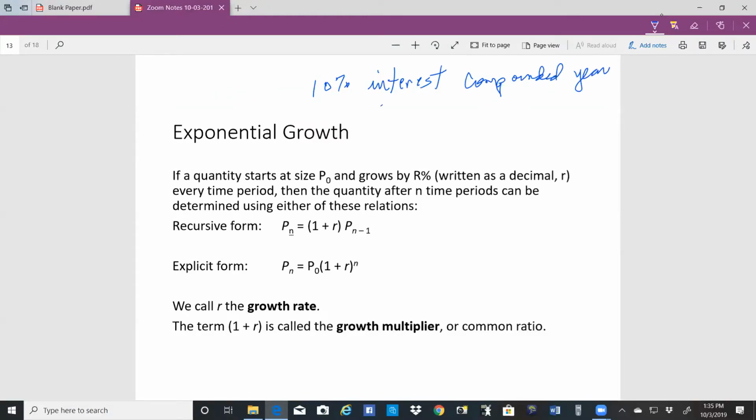So if you start with, I'm just going to use, say, A0 to start amount into the bank. Next year, you're going to have in the bank A1 is equal to A0 times 1.1. Everybody agree with that? And then A2 is going to be A1 times 1.1.